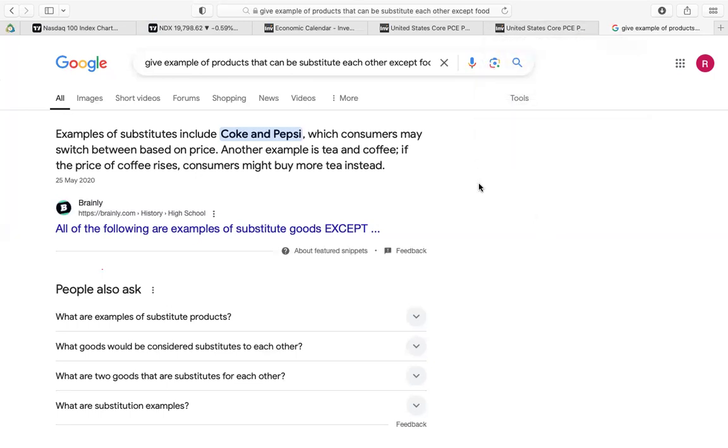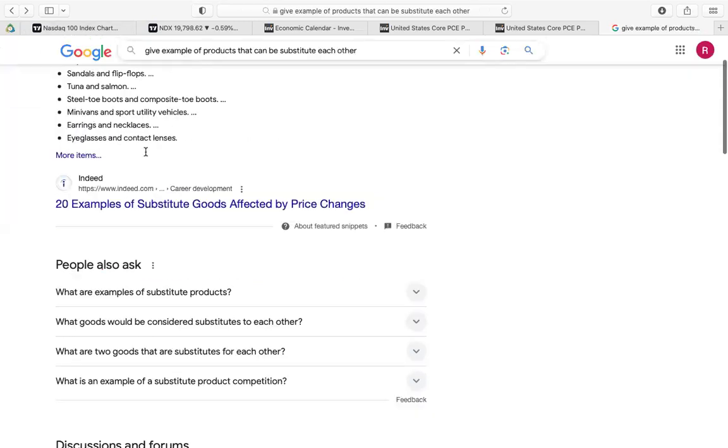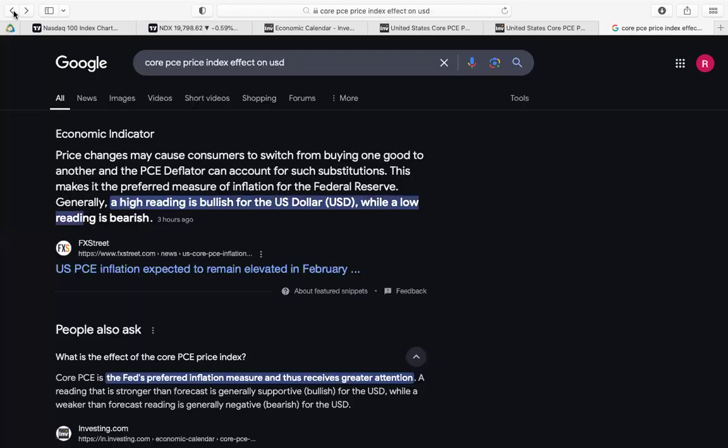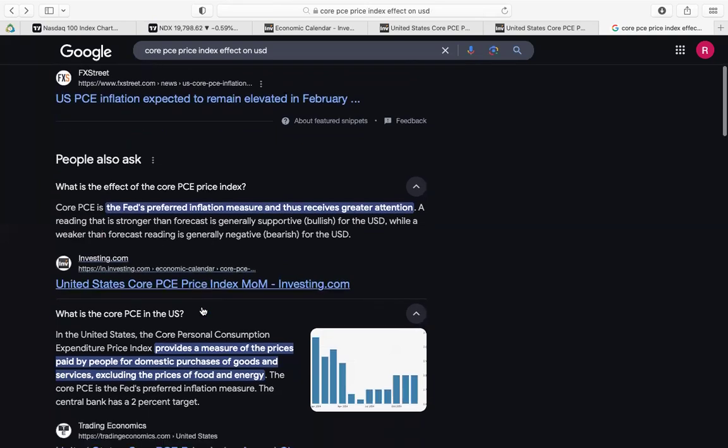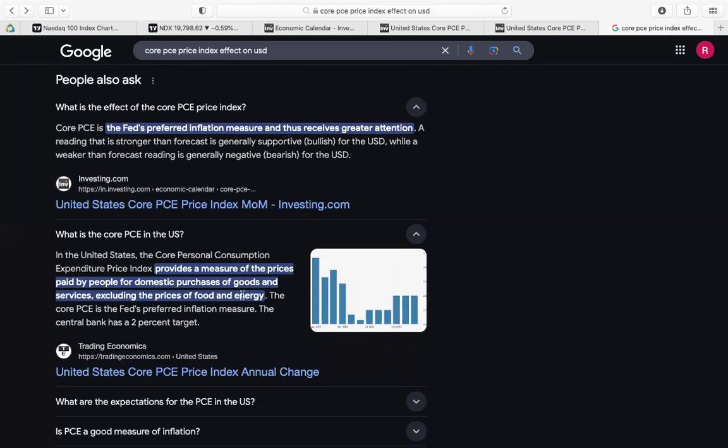Anyway, what about energy, electricity, gas? They said we must not include energy. Let's go back to CPI. It says except food and energy. It provides a measure of the prices paid by people for domestic purchases of goods and services, excluding the prices of food and energy.